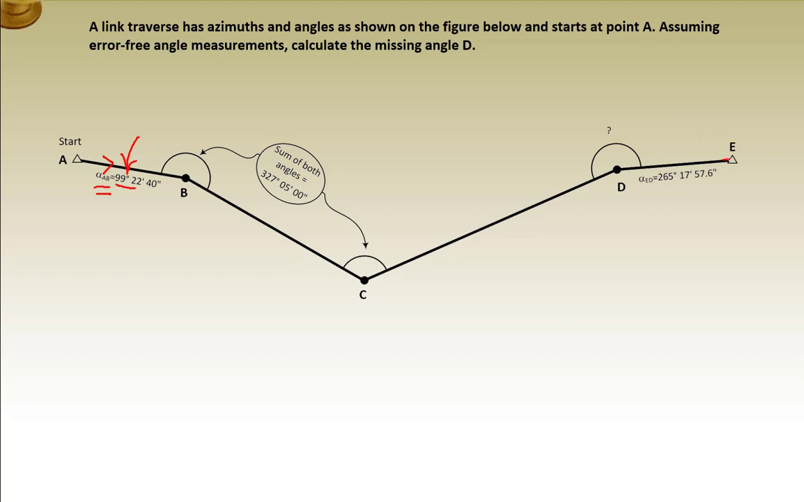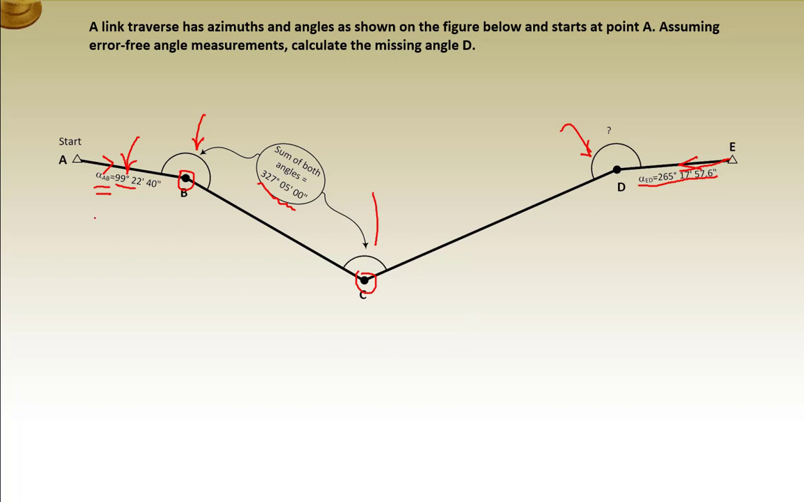Also, we have it in this direction. We have ED, and the amount of alpha ED is 265°17'57.6". What is given also is that the summation of angles B and C is 327°05'00". What is required is to find the amount of the angle D, assuming that we do not have any angular misclosures, so everything is fine.